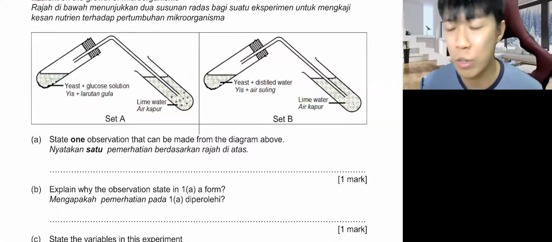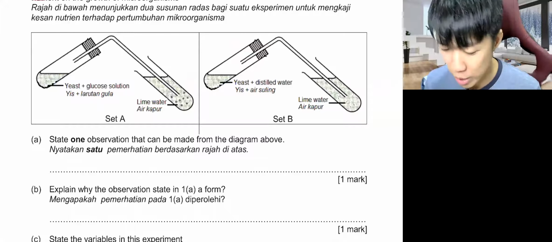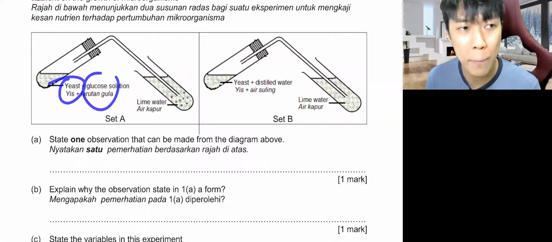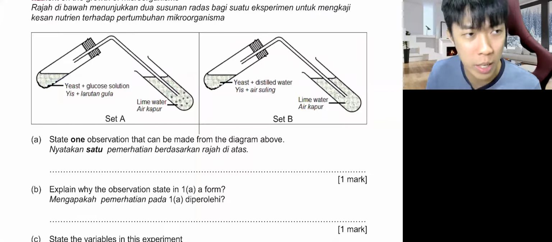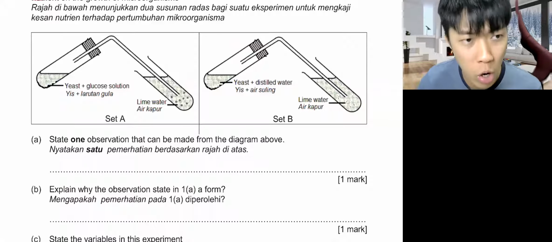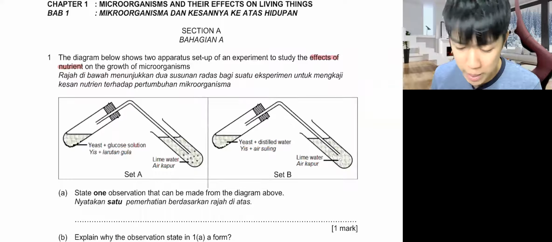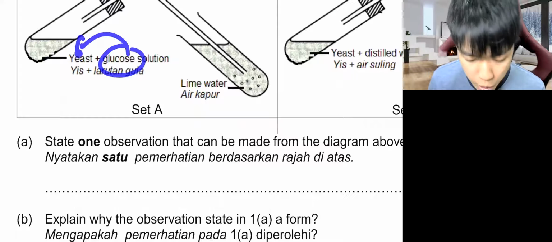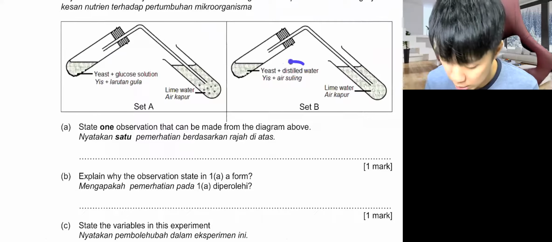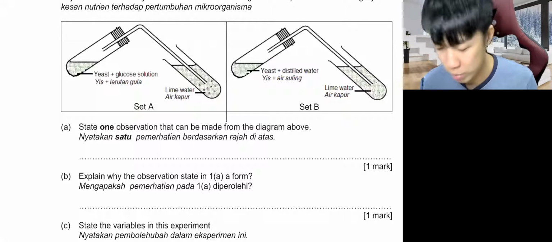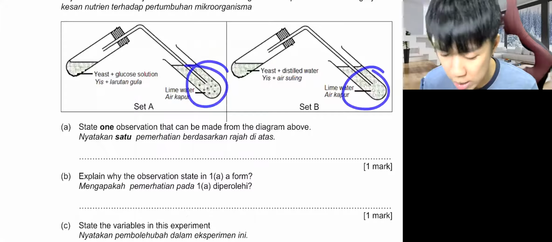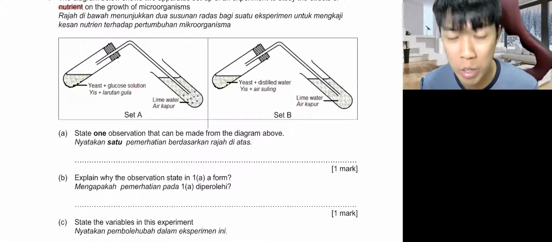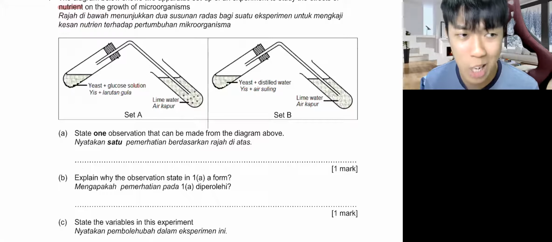So this is almost like your Form 5, Chapter 4 fermentation. In that chapter, you talk about fermentation also, yeast plus glucose, you produce, like, to make bread or to make alcohol, remember? So that basically tells you about nutrients, because glucose is the nutrient for yeast, by the way. Distilled water is not a nutrient, so cannot. And what you can observe here is the lime water.